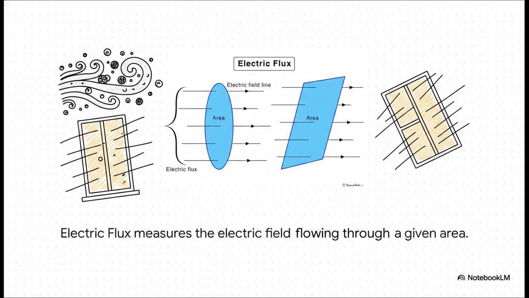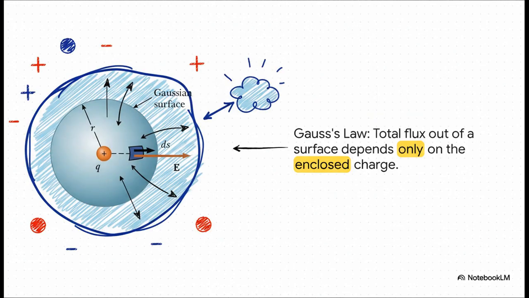Now, let's just swap out the air for our electric field. It's the exact same logic. Electric flux is just a measure of how many electric field lines are poking through a certain area. The more lines that go through and the more straight on they are, the higher the flux. That's all it is. And this idea of flux leads us to one of the most elegant and powerful shortcuts in all of physics, Gauss's law.